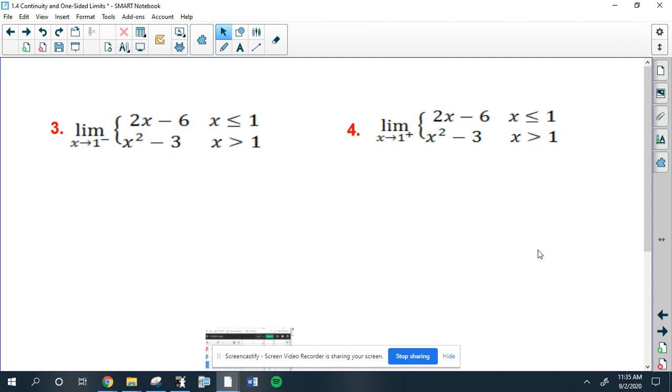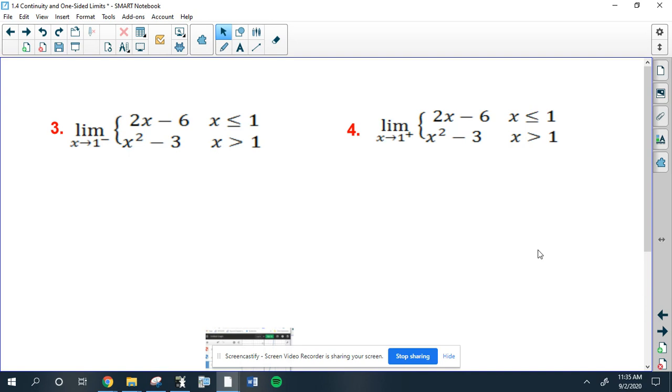Welcome to part 3, the last of the 3 parts of the one-sided limit videos. Here we have everybody's favorite piecewise functions. You're going to see that these are pretty easy, especially when it comes to one-sided limits. The first one says it's a one-sided limit as x approaches 1 from the left of this piecewise function.